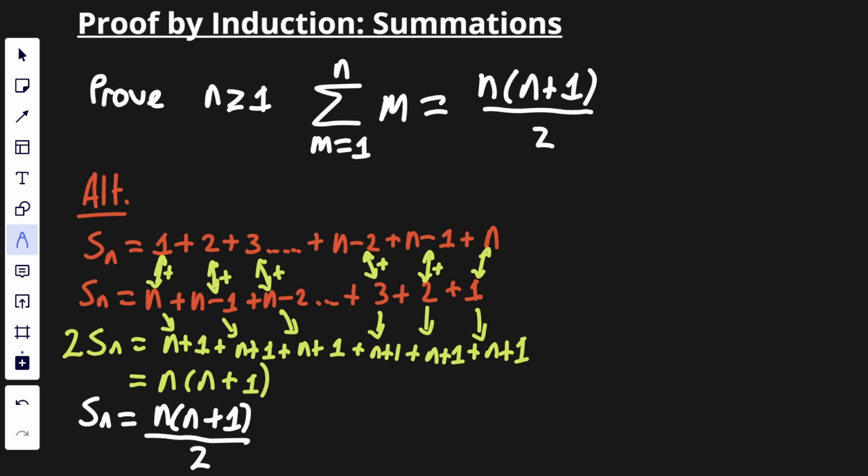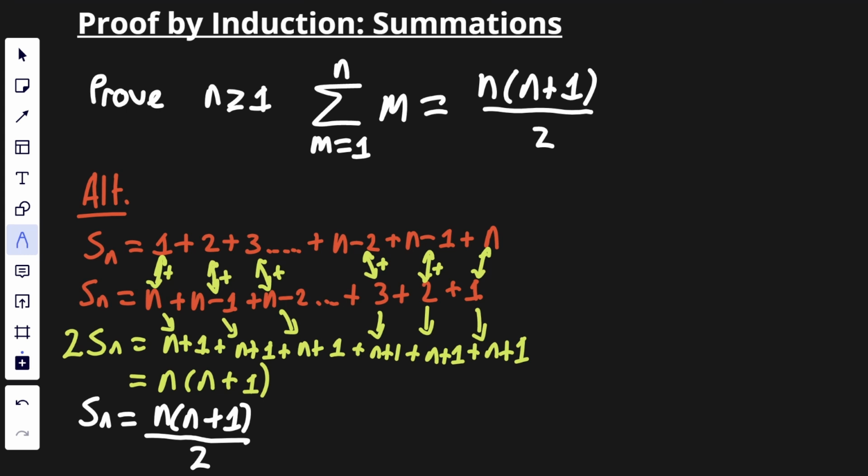Now, I've put an alternative proof here. You can write it out as Sn equal to 1 plus 2 plus 3 all the way up to n. You can then put this in reverse order, and you can match up each term. So compare 1 and n, 2 and n minus 1, 3 and n minus 2, all the way along. When you add each of these terms together, you just get n plus 1. And there's n terms, so this is the same as n times n plus 1.